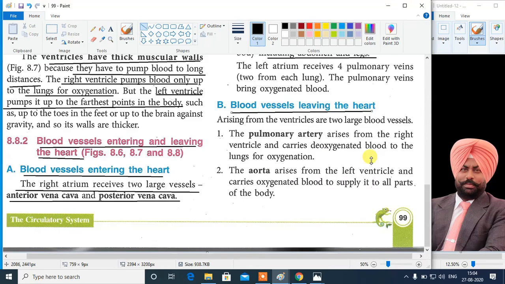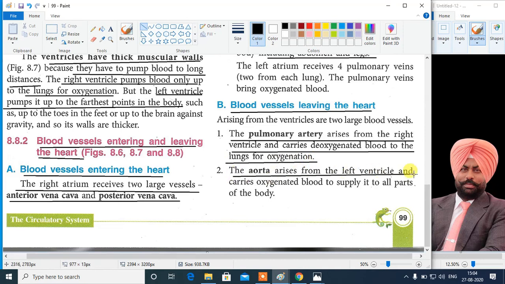The blood vessels which leave the heart are the pulmonary artery, which arises from the right ventricle and carries deoxygenated blood to the lungs for oxygenation. And the second one is the aorta. This arises from the left ventricle and carries the oxygenated blood to supply all parts of the body. Let's understand with the help of an image.